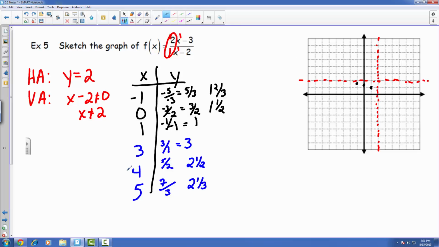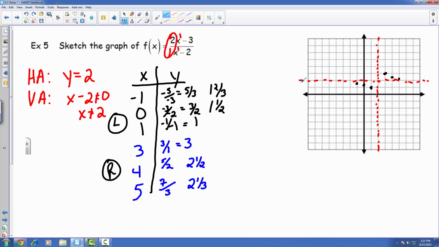And again, I'm just going to graph things in black. So at 3, we have 3. On our right side, at 4, we have 2 and 1/2. And then at 5, we have 2 and 1/3. So kind of getting closer to that horizontal asymptote of 2. So again, this was on the left. These were the ones on the right.